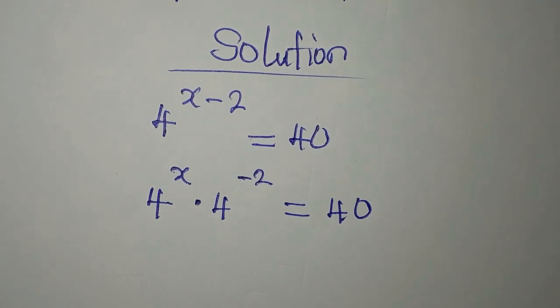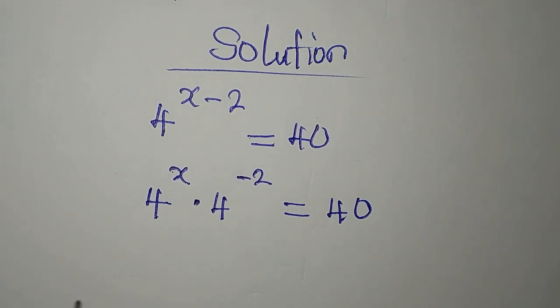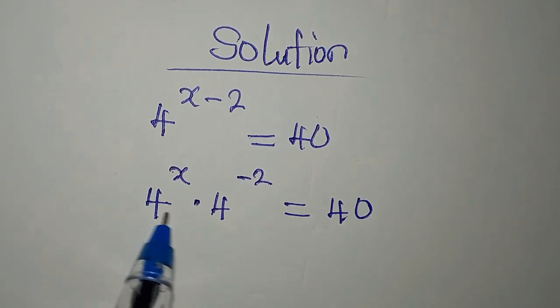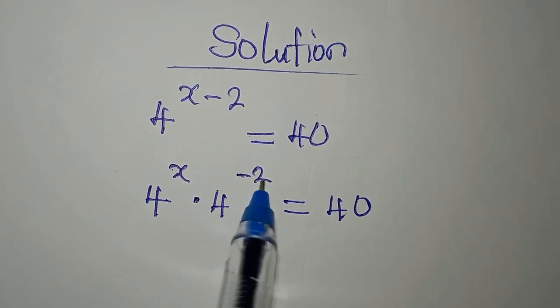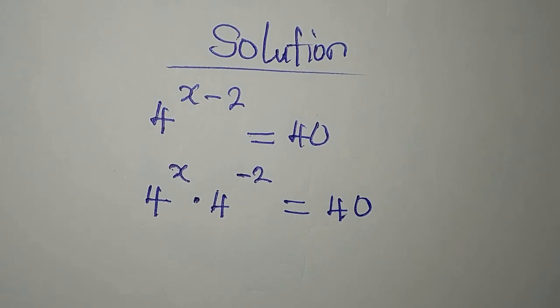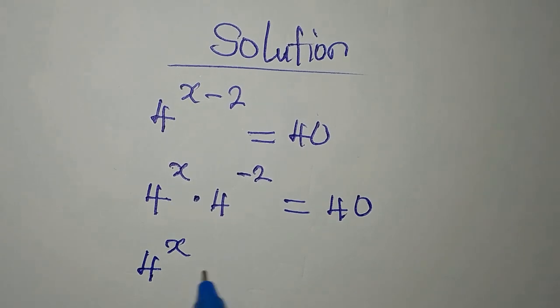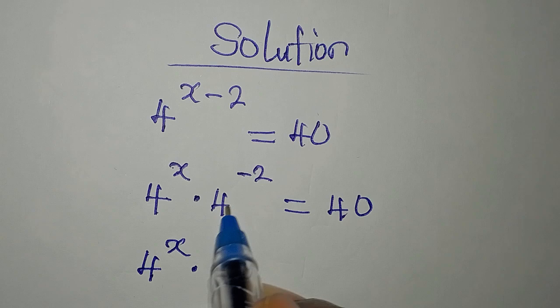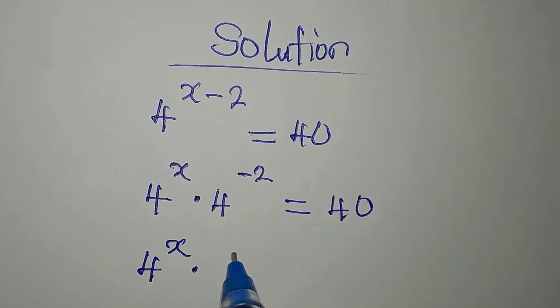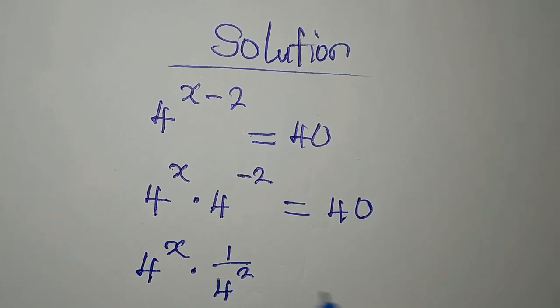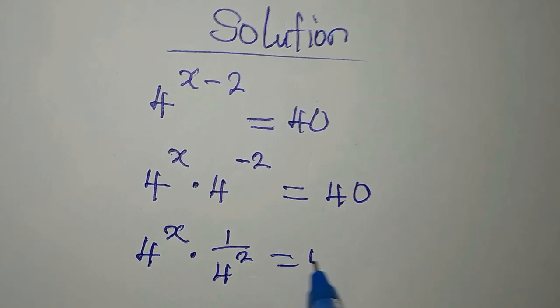If you're asking how they are the same, if you pick one of the bases, you have to add the powers and it gives you this. So we are good from there, right? Now, 4 to the power of x multiplied by 4 to the power of -2 is 1 over 4 to the power of 2, and this is equal to 40.